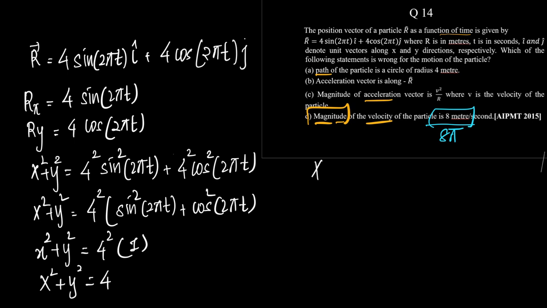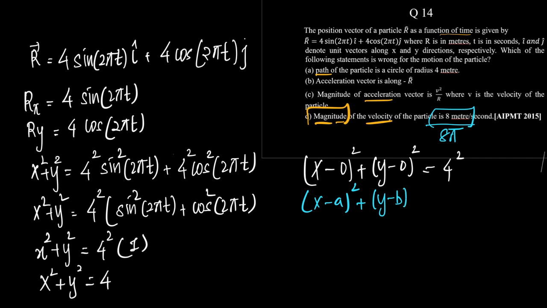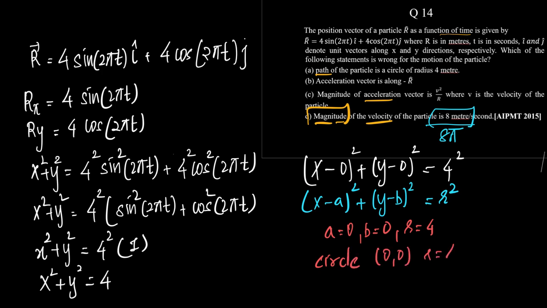Now when we say x square plus y square is equal to 4 square, we can also write it like this: x minus 0 the whole square plus y minus 0 the whole square is equal to 4 square. And if you compare this with the standard equation of a circle, x minus a the whole square plus y minus b the whole square is equal to r square, by comparison a is equal to 0, b is equal to 0 and r is equal to 4, which means the given displacement is actually a circle with center 0, 0 and radius 4, which makes our first option correct, right?